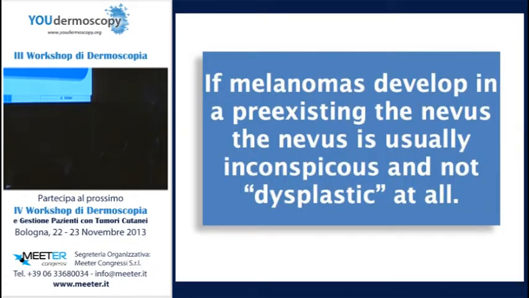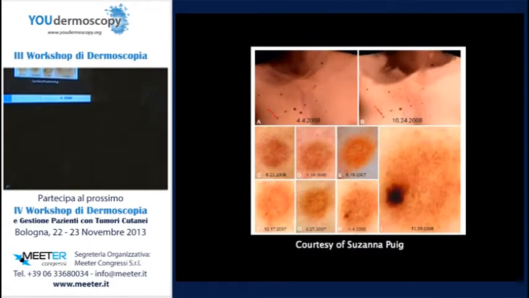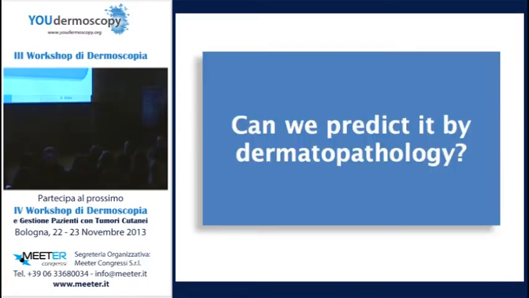If melanomas develop in a nevus, they usually develop in a nevus that looks completely inconspicuous. For example, this is a melanoma that developed in a nevus, and you see the lesion doesn't look dysplastic at all. Dysplasia doesn't predict malignancy. Can we predict it by pathology if we cannot predict it by dermatoscopy or by clinical examination?